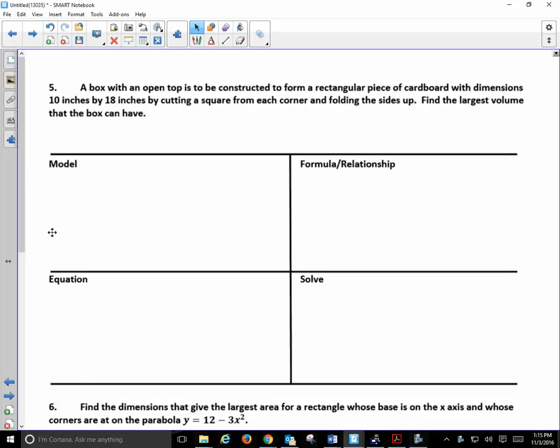All right, let's go. A piece of cardboard measures 18 by 10. You are going to fold it by cutting off squares into an open top box. We've done a problem like this before. I told you the reason why we did it so that you would see it again and understand it.